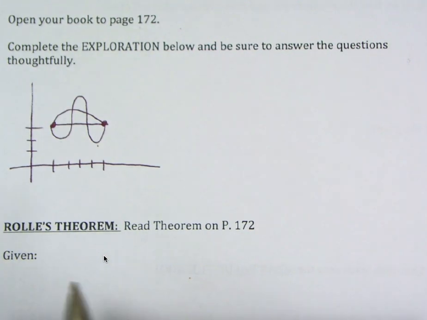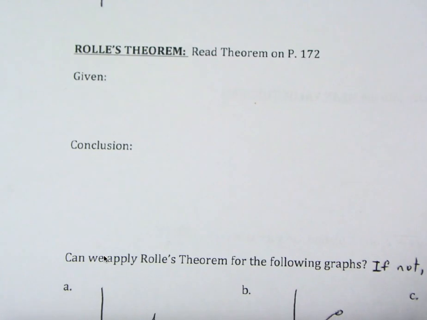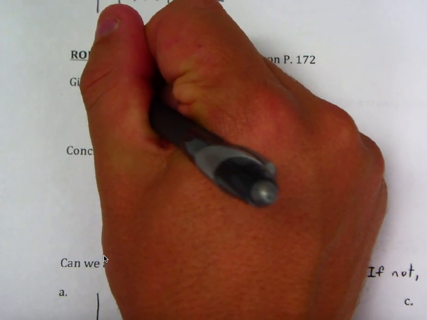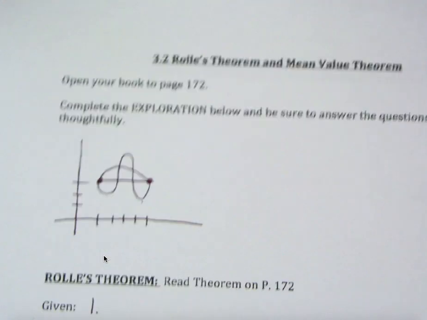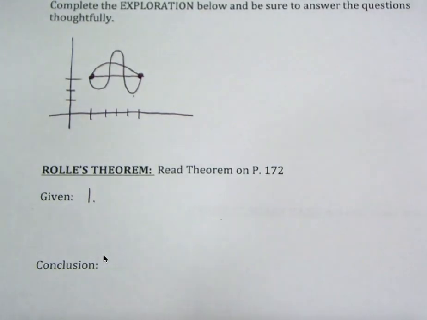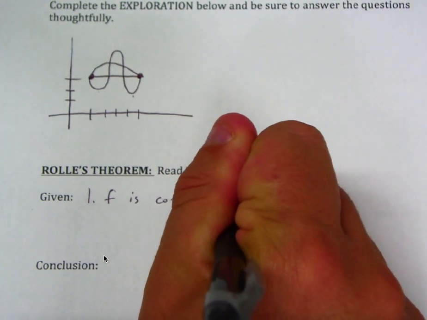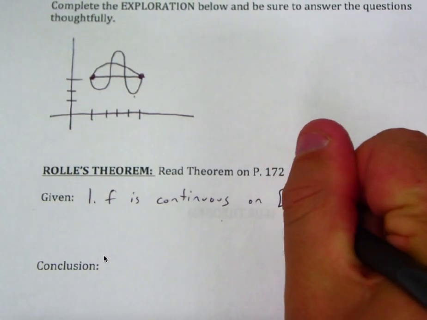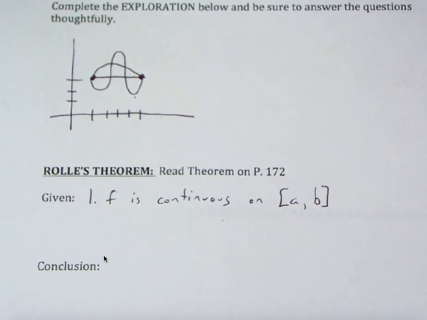Here's what Rolle's theorem says. Every theorem has conclusions as long as the conditions are met. And here are the conditions that have to be met for Rolle's theorem. Condition number 1, you need a function that is continuous. I'm going to adjust this here. Pardon my technological slowness. So number 1, f is continuous on the closed interval a to b. So it has to be continuous on the closed interval.